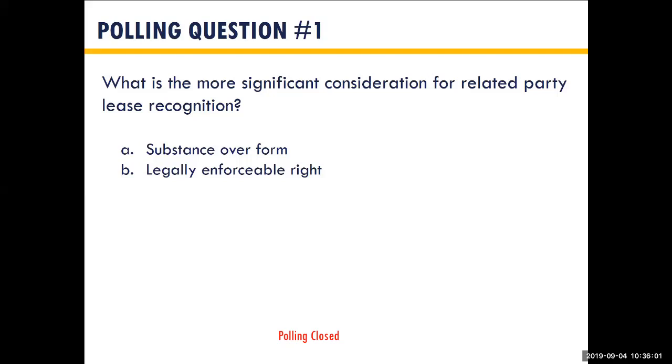All right, so it looks like legally enforceable won by a small margin there. Under topic 842, legally enforceable rights is the new standard. And so you really need to look at those contracts. What's legally enforceable within that contract? The substance over form, that's the old policy now. That's no longer applicable. So you've got to really look at those legally enforceable rights. I think the area is these related party leases. That's really the biggest area where this consideration is going to come into play.